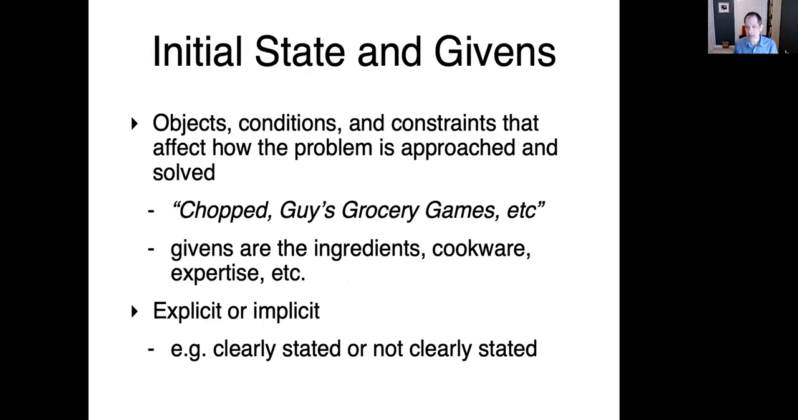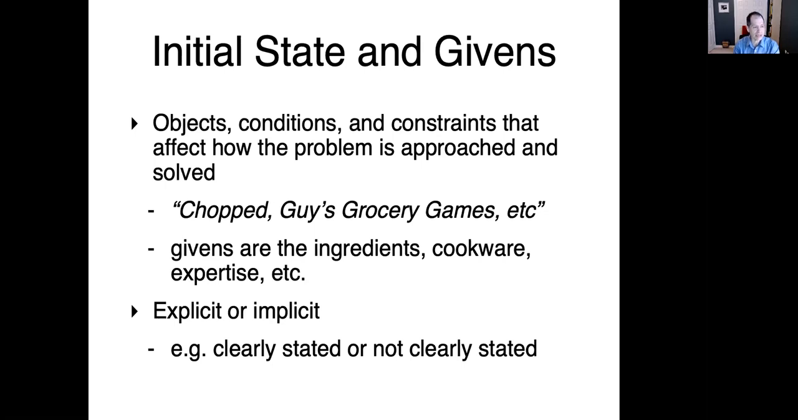Let's talk about these in more detail. I just explained them a little bit, but I also have them on some slides to remind myself of some other things. So your initial states and your givens, these are objects, conditions, constraints that affect how you're going to solve the problem. One of the examples I use a lot when I talk about this, and I've used this example in the book that I wrote, are these Food Network games like Chopped or Guy's Grocery Games or Cake Wars or any of these shows where people have to competitively do something, right? They all have a similar format. You've probably watched these shows, even if you don't like them, because they're always on.